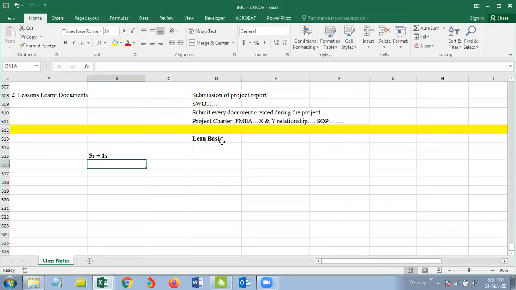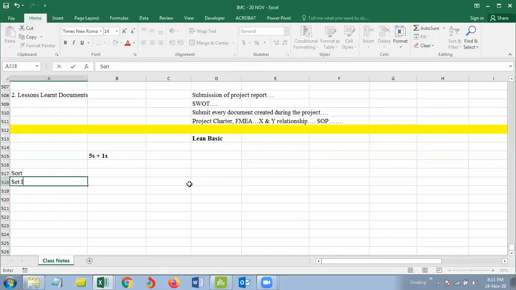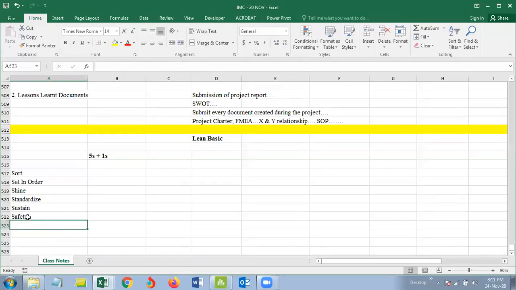Yes, sir. Okay. It will be good to hear from you all. What do we mean by 5S? So, it's sort, set in order, shine, standardize and sustain. Is the sixth one safety? Absolutely perfect. Safety measures. Okay.